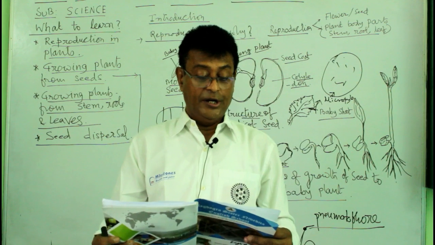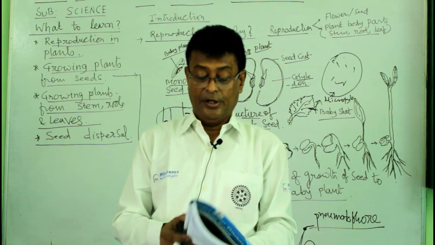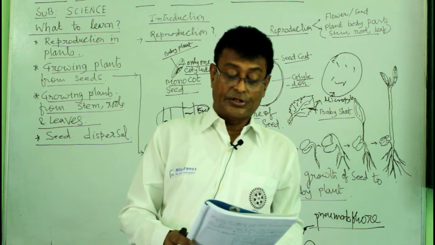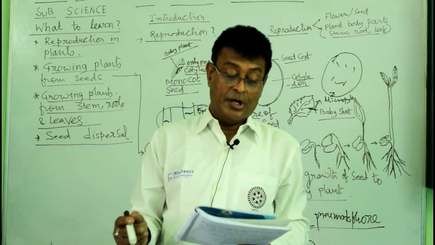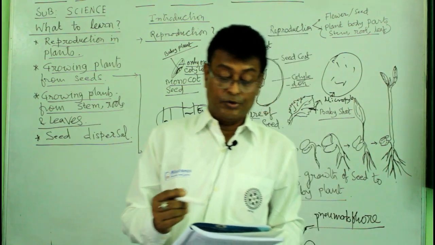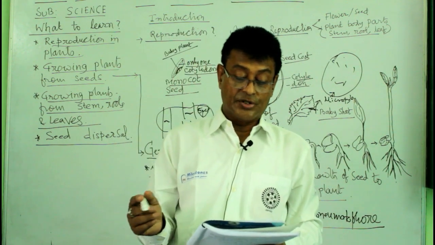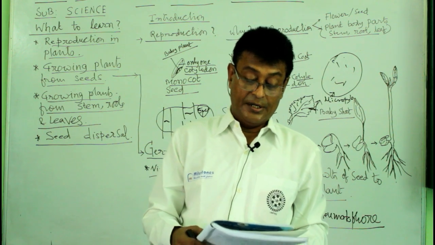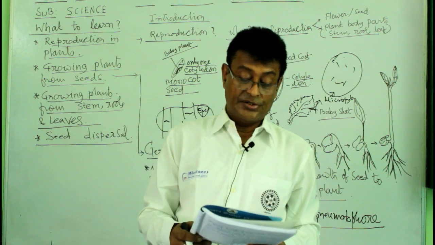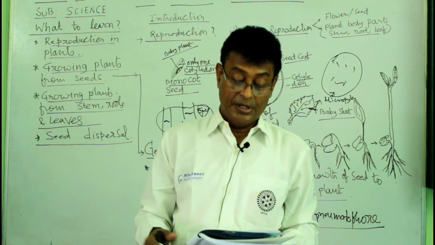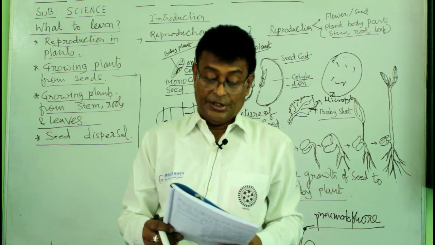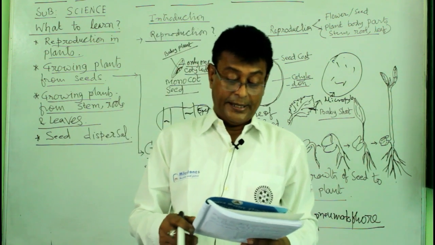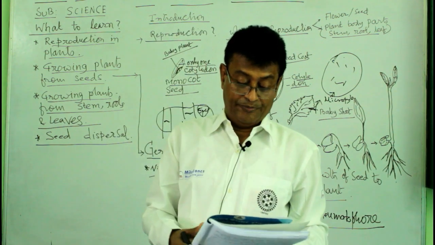Now, question number 3, draw lines to match the following. You can draw lines, or rather you can write the answers beside. First one is coconut, answer water. Next, guava by animals, dandelion by wind, lotus by water, burdock by animals, balsam by explosion, and sycamore by wind.